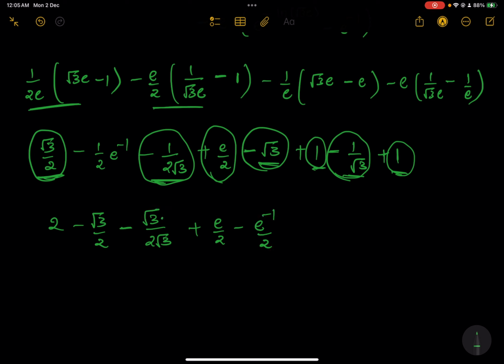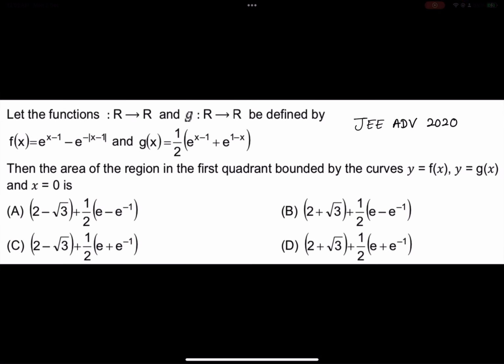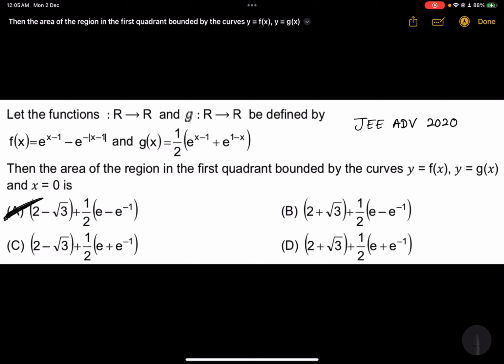So this can be written as root 3 times root 3. This and this get cancelled. So this is 2 minus root 3 plus half into e minus e inverse. This is the area: 2 minus root 3 plus half into e minus e inverse. Option A.